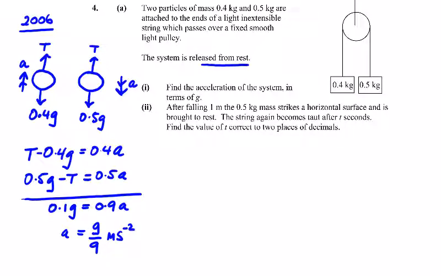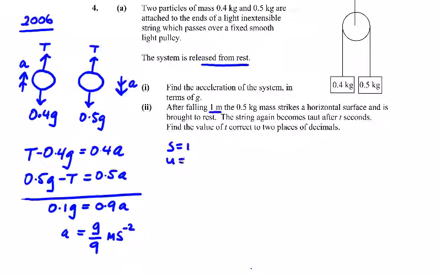And then after falling 1 meter, s is equal to 1, the 0.5 kilo strikes a horizontal surface and is brought to rest. The string again becomes taut after t seconds. Find the value of t correct to 2 dp.